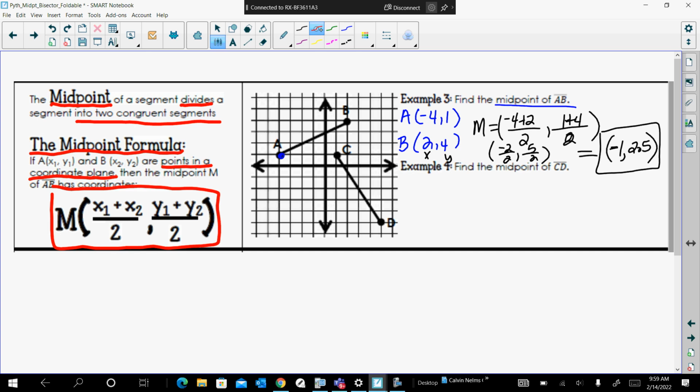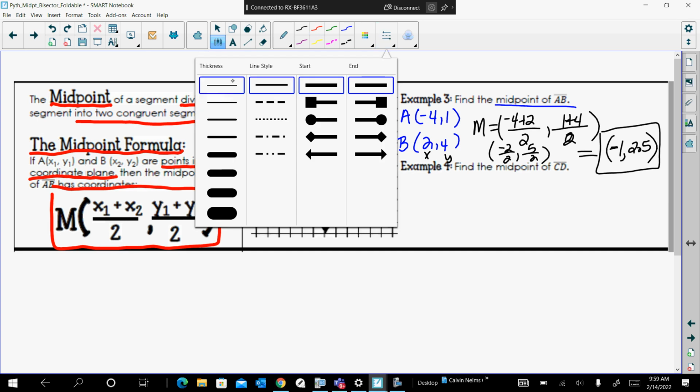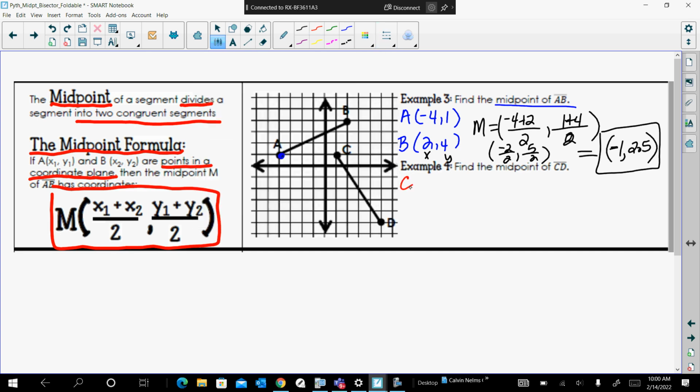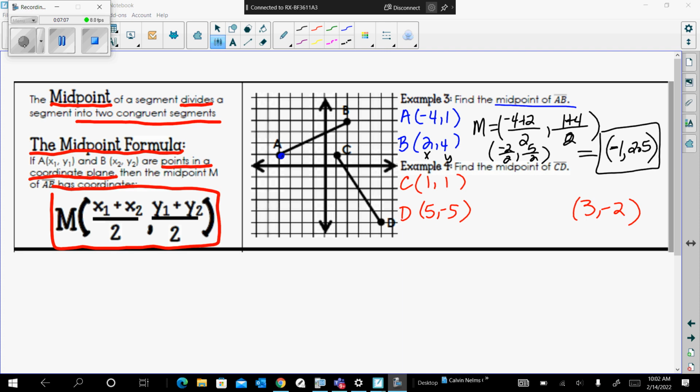So I want you to try example 4. You have to find your coordinates for C and D first, and then apply the coordinates to the formula. It does come out to be a whole number answer. So if you get a decimal, check your math. Check your integer rule. So try that one, please. Okay, guys, you should end up with 3, comma -2 if you did it correctly.